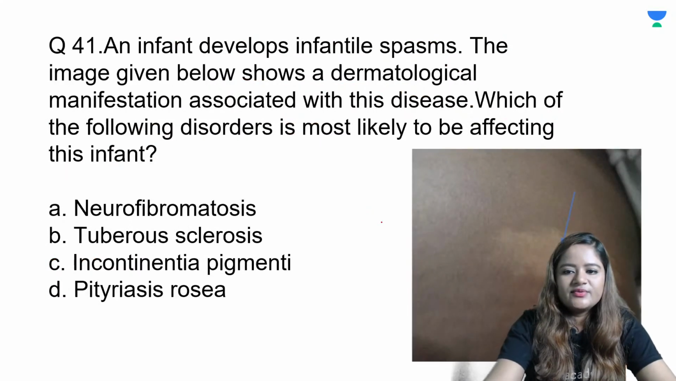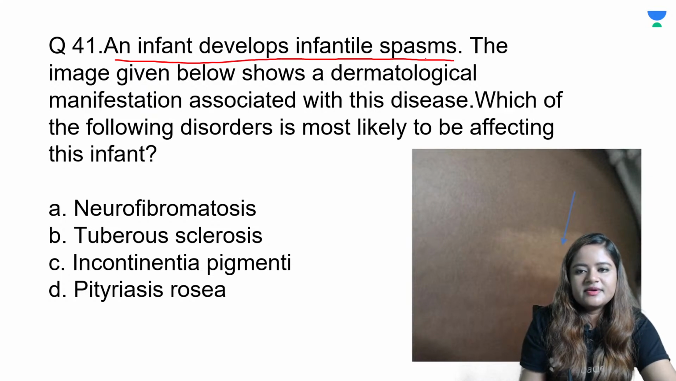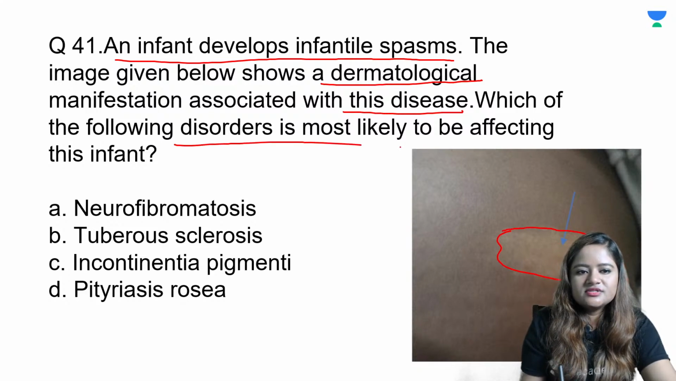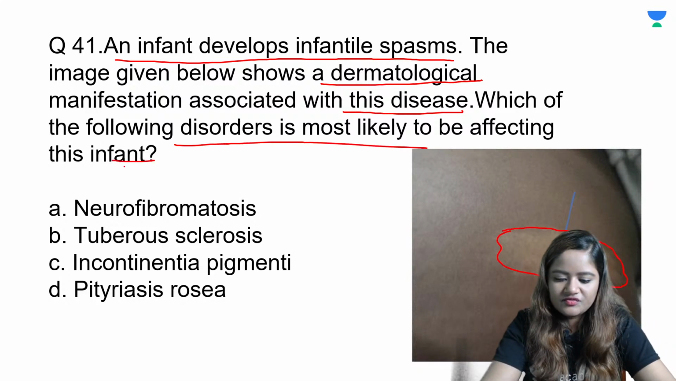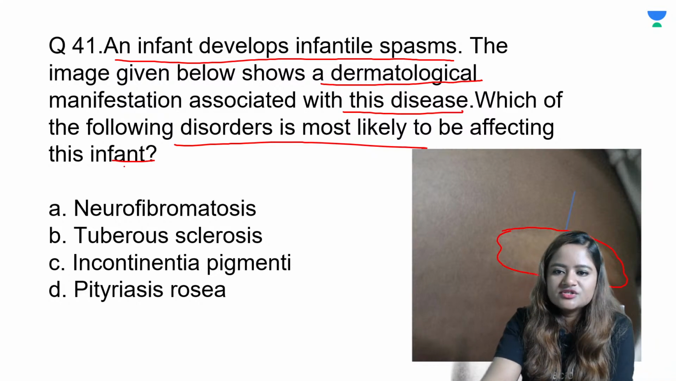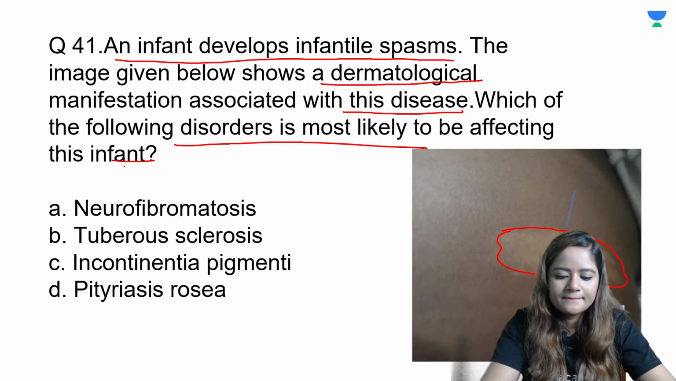Okay. All right, question number 41. There's an infant who develops infantile spasm. The image given below shows a dermatological manifestation associated with the disease. So there is some kind of lesion on the skin. Which of the following disorders is most likely to be seen in this infant? So again, we are dealing with one dermatological manifestation and features of infantile spasm or seizure. So we are talking about which condition?